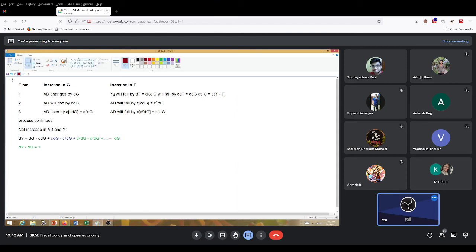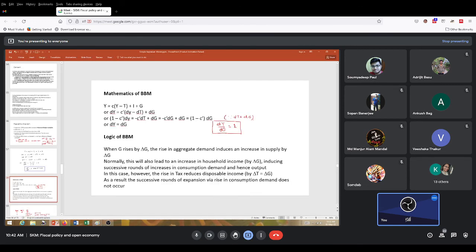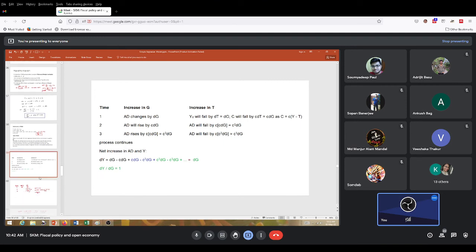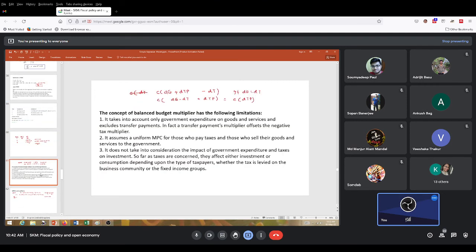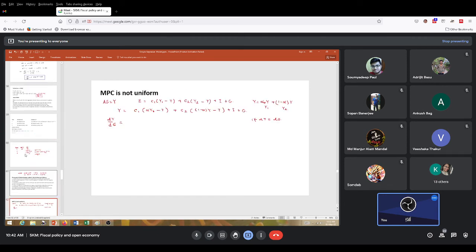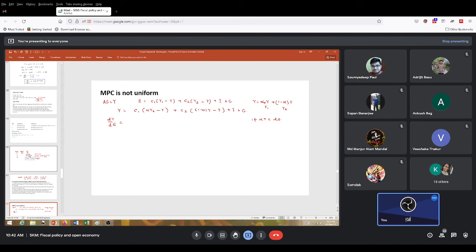Okay, so I hope you have got the logic. So this is the logic of the balanced budget multiplier. Now, is the balanced budget multiplier always equal to 1? That is a question that is often asked. And the answer is that in the simple model that we have shown, in the simple Keynesian model, it is always equal to 1, given certain assumptions.